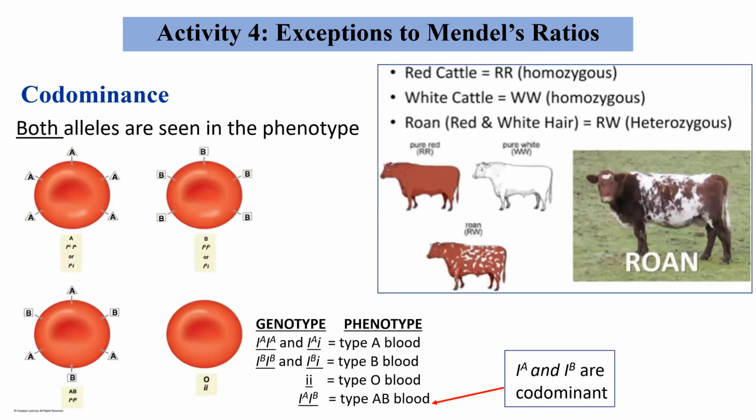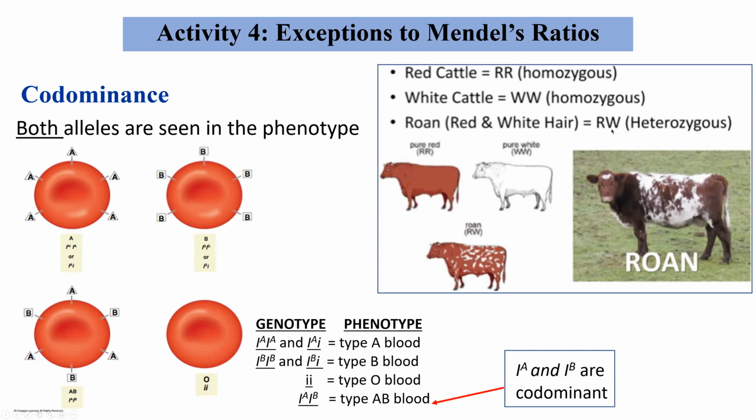Another exception to Mendelian genetics is codominance. This is typically represented in cattle. As you can see here, the red purebred cattle is homozygous, and it has 2 capital R's. And the white cattle is also homozygous. It has 2 capital W's. When you cross these two together, you get this cattle which has both red and white hair. So the genotype would be RW.